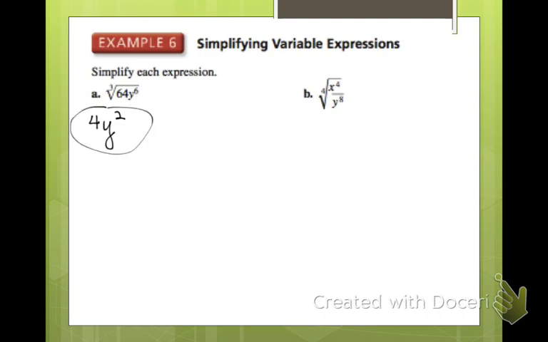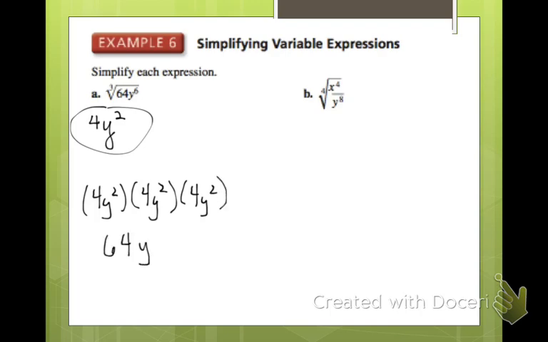So the cube root of 64 y to the 6th is 4y squared. If I were to multiply these together 3 times, I should get what's underneath that radical. So 4 times 4 times 4 is 64. Y squared times y squared times y squared is y to the 6th. So that checks.